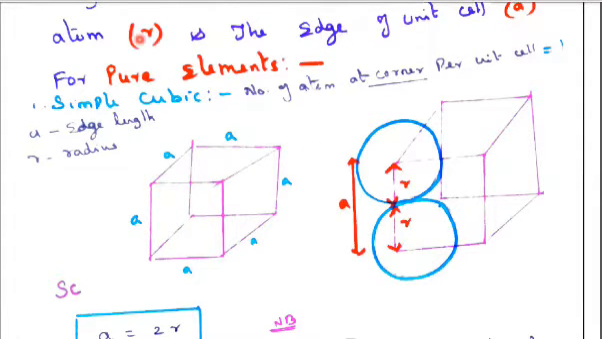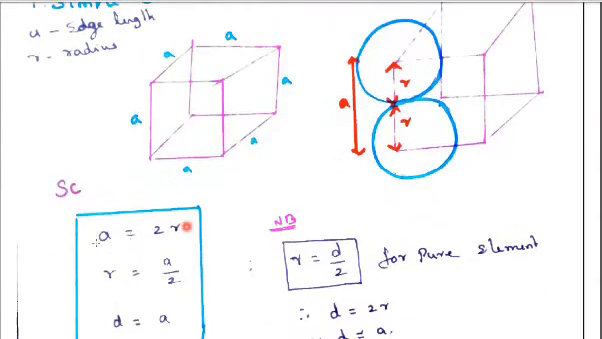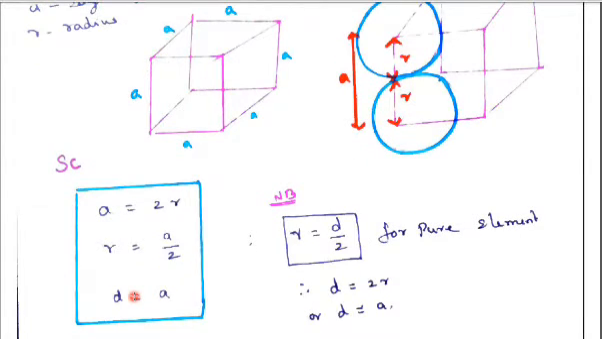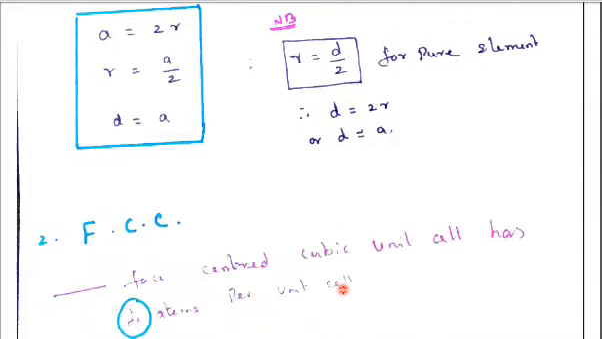Here, any 2 atoms at the corners: one atom at one corner, and a second atom at the other corner. From the center of the atom to the edge is one radius, and from the edge to the center of the other atom is one radius. So 2 radii are carried by 1 edge length. So A equal to 2R in simple cubic, therefore R equal to A by 2. Then we calculate the neighboring distance. For a pure element, R equal to D by 2, therefore D equal to 2R. Already we know 2R equal to A, so D equal to A for simple cubic.